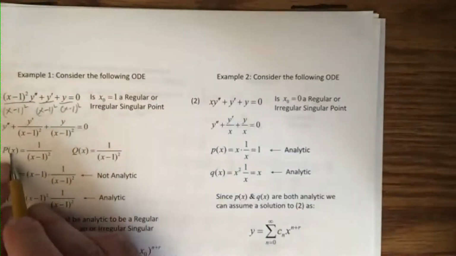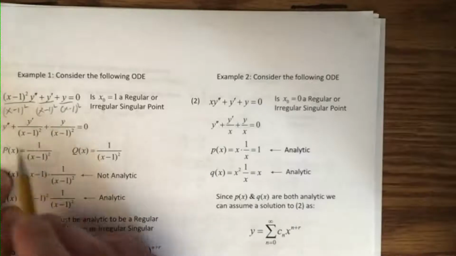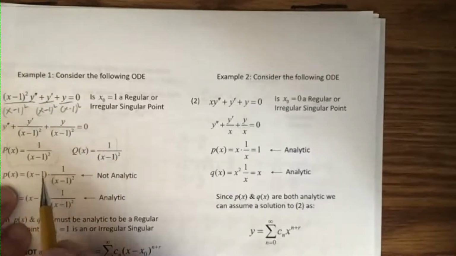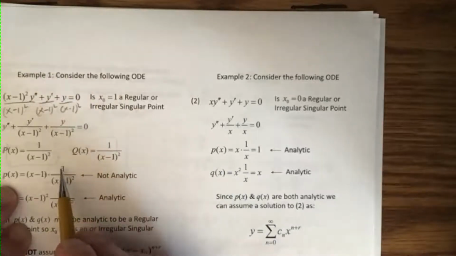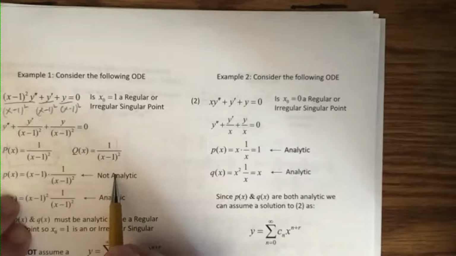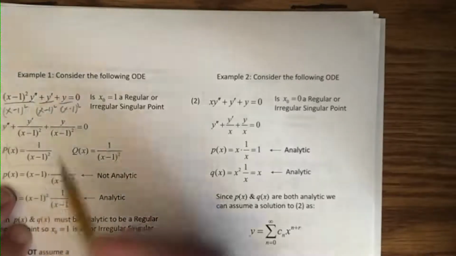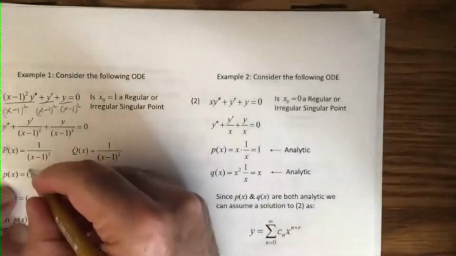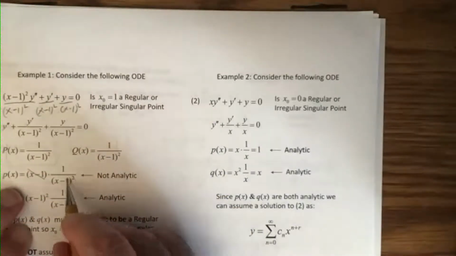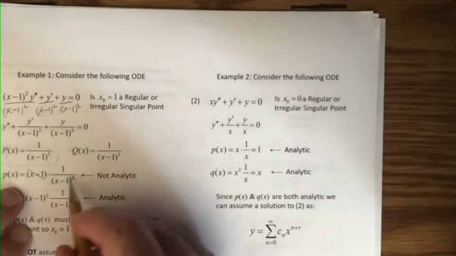So this is my P of x. This is my Q of x. Now I'm going to multiply it by x minus 1, because I want to know if 1 is a singular point. You multiply it by x minus 1, and this is not analytic, because this cancels with this, and I still have an x minus 1. So this is going to blow up. At x equals 1, this becomes infinite.